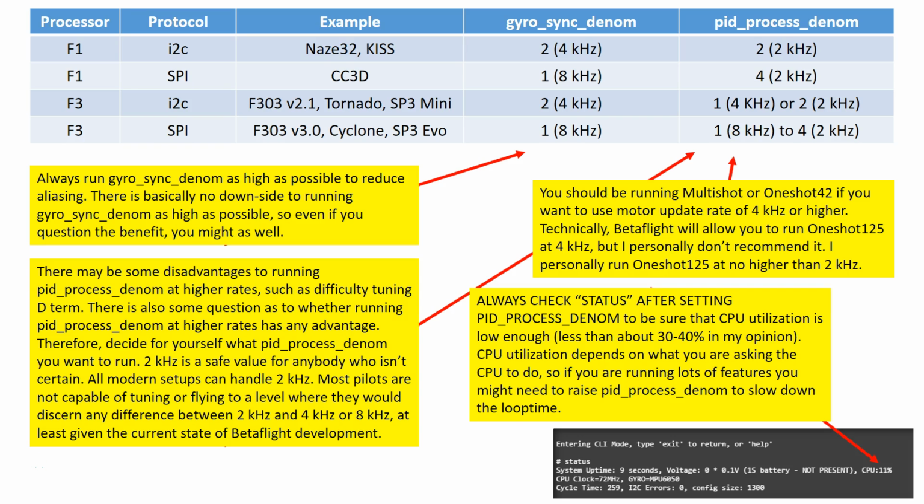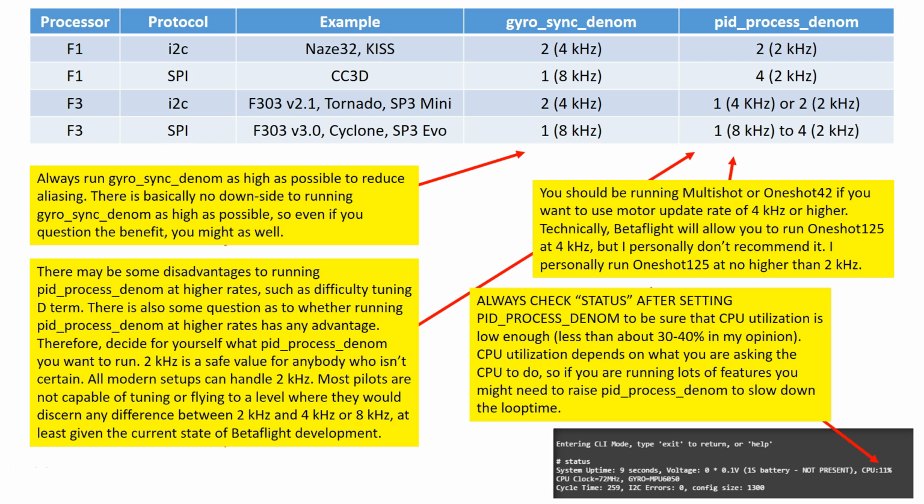One of the most common questions I get these days is, in Betaflight, what should I set my loop time to? And I'm going to answer that question for you now. It turns out that in the most recent versions of Betaflight, you don't actually set the loop time anymore. There are actually two parameters that you set that control two different things.